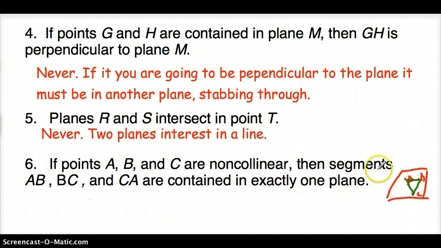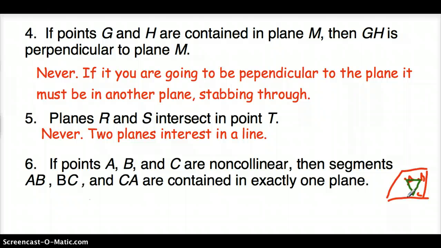Now, it seems like every time I do this lesson live in class, some students are going to say, well, this isn't always true. What about if it's out here, it's away from the wall? Well, then there's a plane running through those 3 points. So the 3 points are always going to be in a plane because that's what it takes. 3 non-collinear points are going to make a plane. And then when you connect those, the line segments are also going to be in that plane.